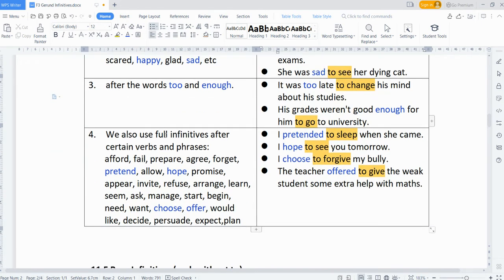Number four, we use full infinitives after certain verbs, ada kata-kata kerja tertentu or phrases tertentu like afford, fail, prepare, agree, forget, pretend, allow, hope, promise, appear, invite, refuse, etc. Just like in the list. For example, I pretended to sleep when she came. I hope to see you tomorrow. I choose to forgive my bully. The teacher offered to give the weak student some extra help with maths.